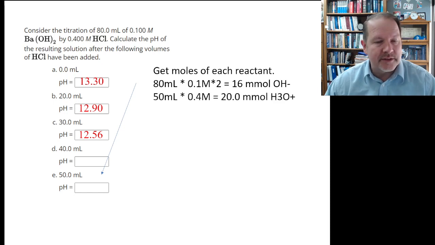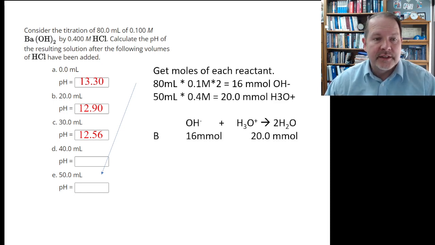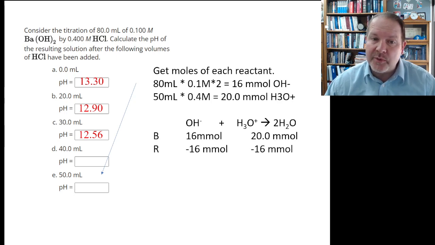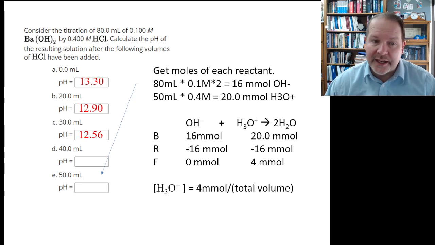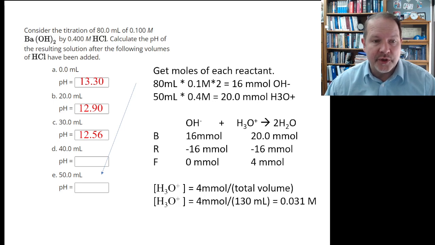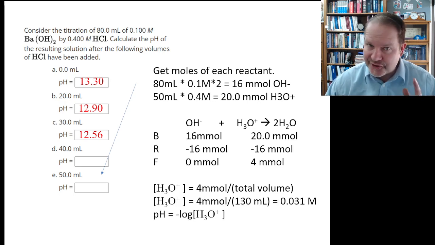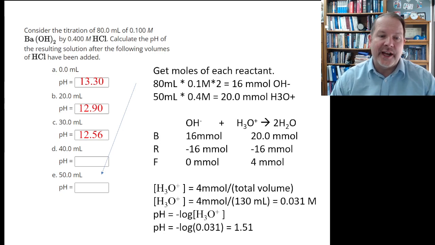All right, and the last calculation may be a little different, but calculate the same thing, moles of both. But now I have more moles of the hydronium ion. So I react the 16 millimoles of the base, and that wipes out all but 4 millimoles of the acid. So now all I have is hydronium ion. And I divide it by the new total volume, which is 130 milliliters, 80 plus 50, and I get the concentration. But now the concentration is hydronium ion, and I can go right into pH and figure that out, 1.51.